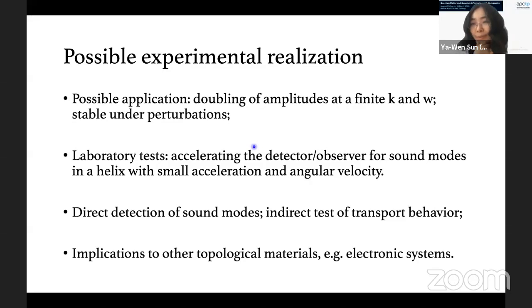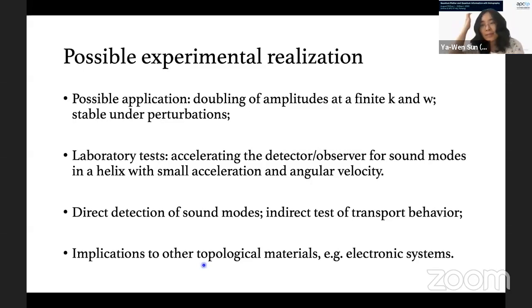And also, an interesting implication is that for hydrodynamic modes, when we observe them in a non-inertial reference frame, we will get these non-trivial topological states from topologically trivial states. So what happens for electronic systems?